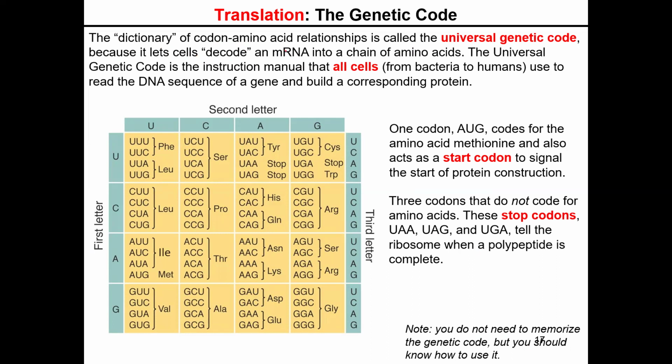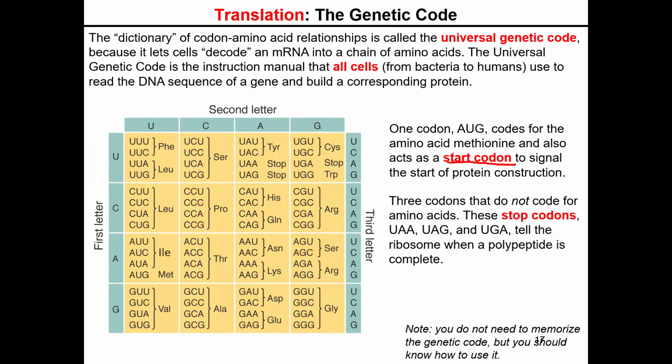The universal genetic code is the instruction manual for all cells, from bacteria to humans, used to read DNA sequences from a gene and build corresponding proteins. So one codon, AUG, codes for the amino acid MET, also known as our start codon.